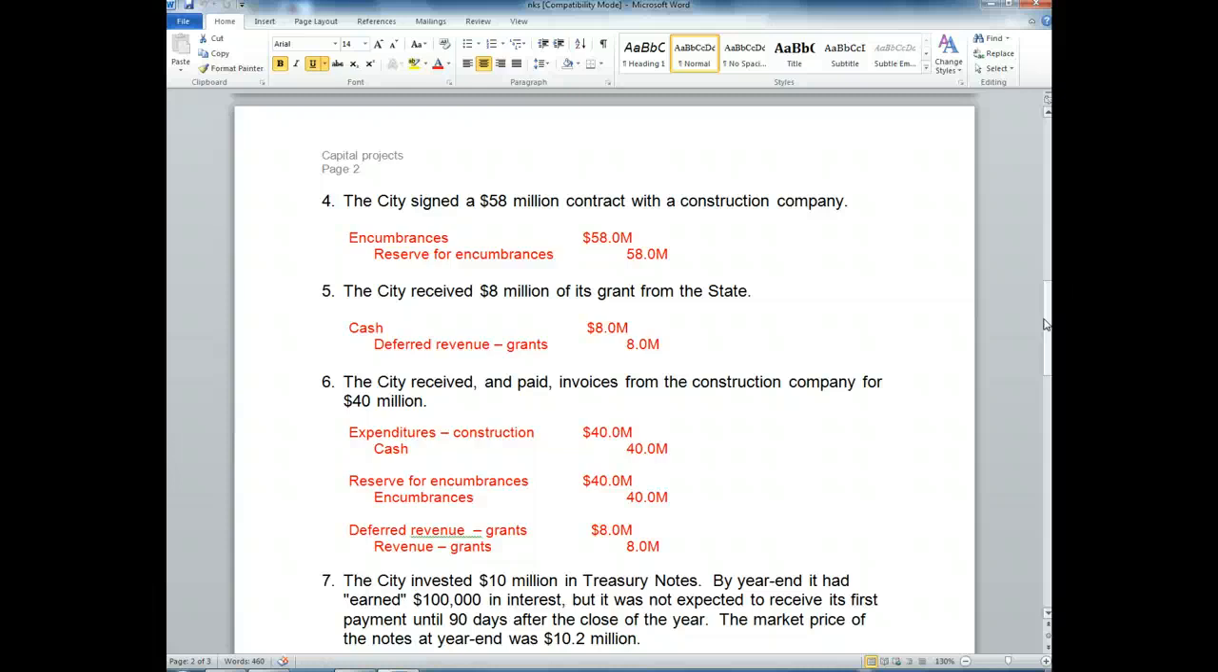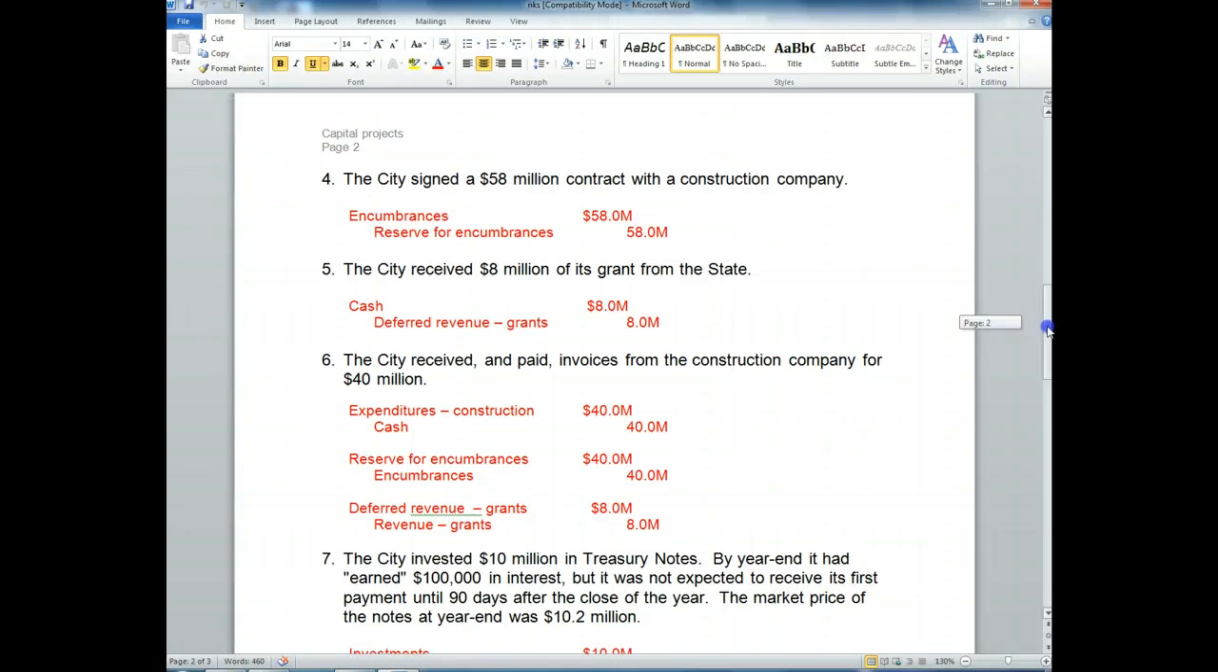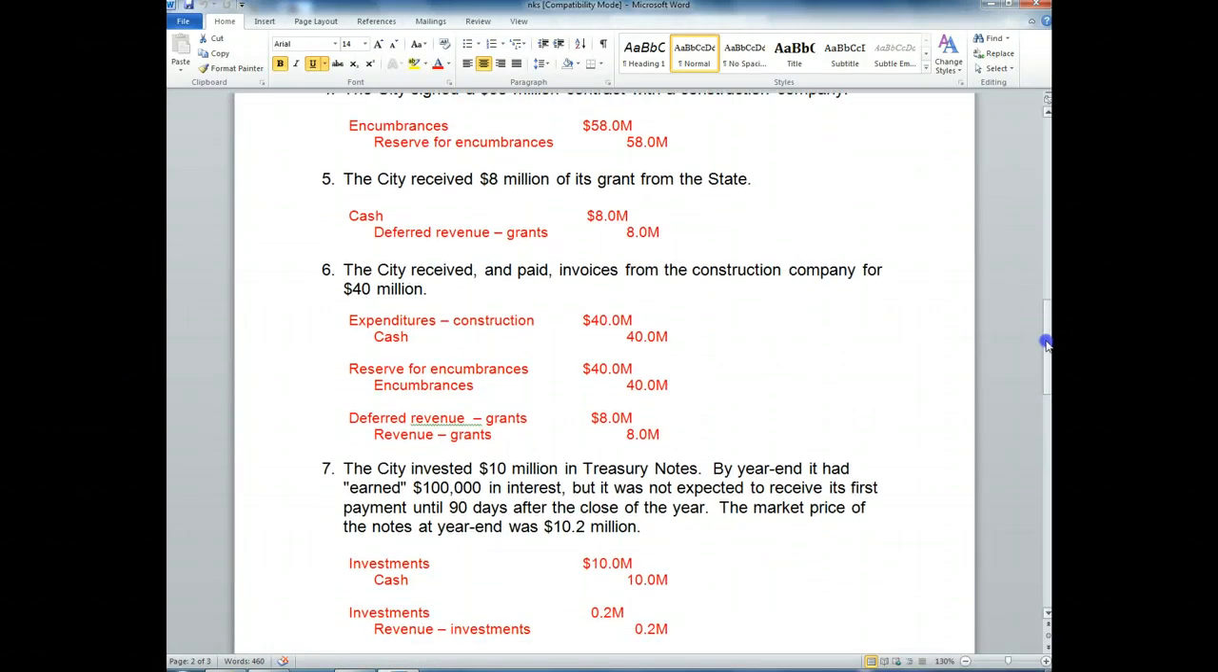Now you're going to see something that's going to happen in this next transaction. The city received and paid invoices from the construction company for $40 million. So first of all, we know we received it and we paid it. So $40 million is shown as an expenditure, and we're crediting cash for 40. Now that we've received an invoice, we have to go back to that budgetary entry, don't we? Yeah. And we've got to show 40 million of invoices have come in, so we're going to reverse those encumbrances to show what that difference is still outstanding.